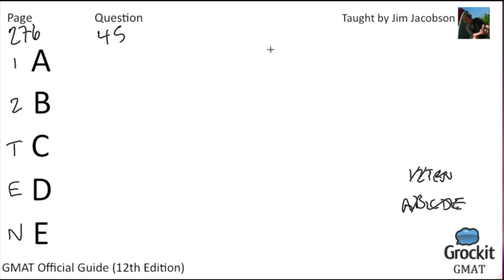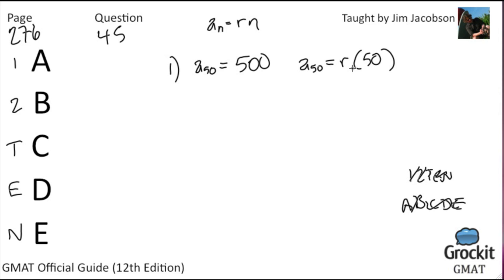If r is a constant and a sub n equals r times n for all positive integers n, for how many values of n is a sub n less than 100? Let's get that down on paper: a sub n equals r times n, where r is a constant. So basically, whatever the subscript is of our variable a, we just multiply that times r, and that's what the number equals. So statement 1, we find out that a sub 50 equals 500, which means that a sub 50 equals some constant times 50, because the same number that's in the subscript is what's being multiplied times r.